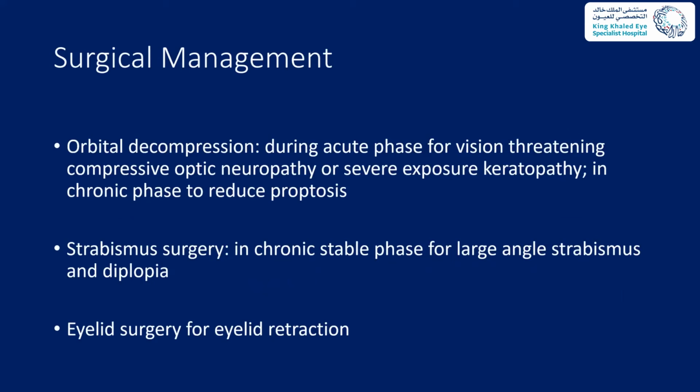Surgical intervention for thyroid eye disease consists of these three options: orbital decompression during the acute phase for vision-threatening compressive optic neuropathy or severe exposure keratopathy, and in the chronic phase to reduce proptosis. Strabismus surgery is done in the chronic stable phase for large angle strabismus and diplopia not amenable to prism correction. And then eyelid surgery is done for eyelid retraction. And these three options, when necessary, are done in this particular order for reasons we'll discuss in a moment.